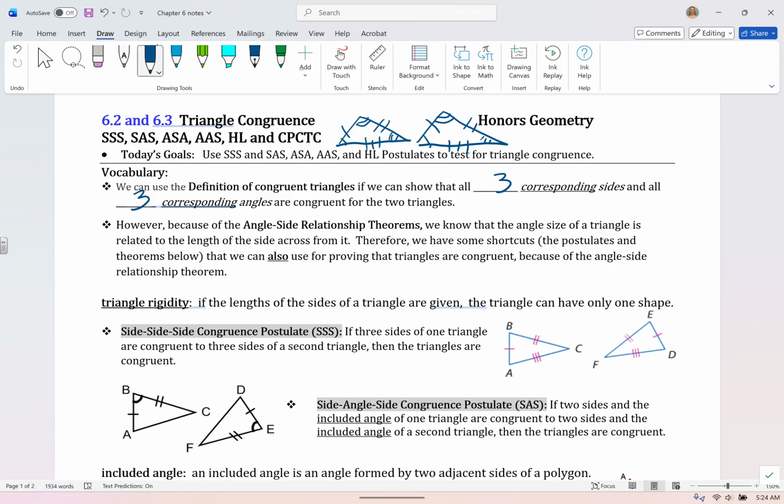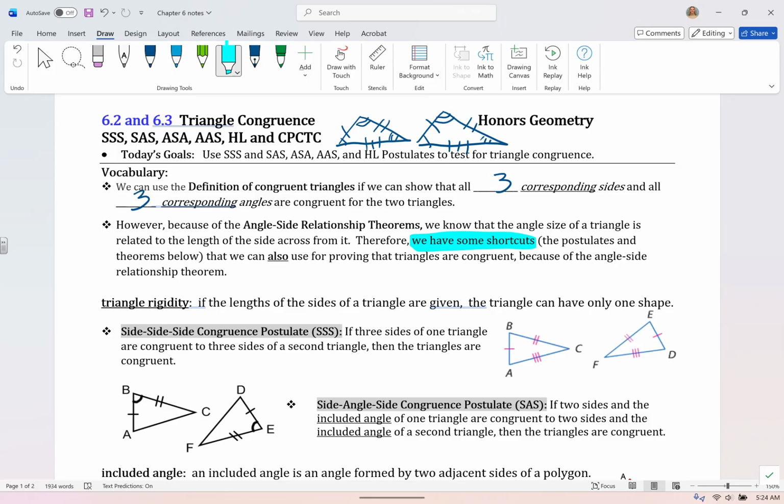And so we've got some shortcuts where you can show three strategic things match, and then you will know that the triangles have to be congruent, okay? And so this will prove that the two triangles are congruent. So this is kind of the theme of this chapter: are the two triangles congruent, and can you show it without having to do all six?